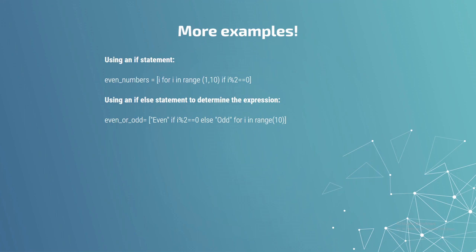You can also use an if-else statement to determine the expression. Say for example you have this function, even or odd. It equals, like I mentioned before, the expression even if i mod 2 equals 0, else odd, for i in range 10. What this does is it gives you two choices of the expression. Unlike here where we only have i, we can choose between even and odd depending on the if statement. And we also at the end specify the i, which is again in range 0 to 10.